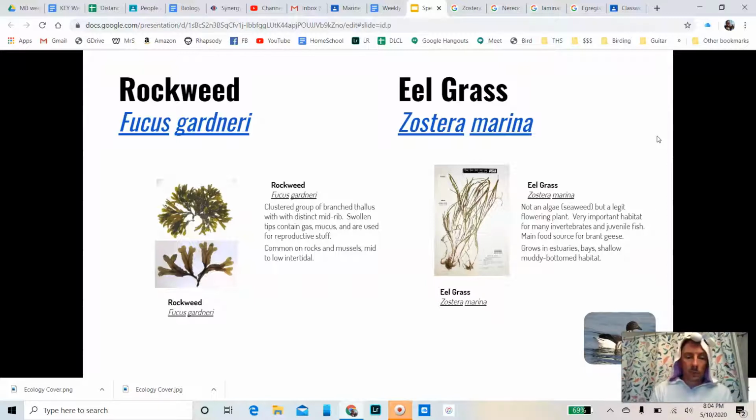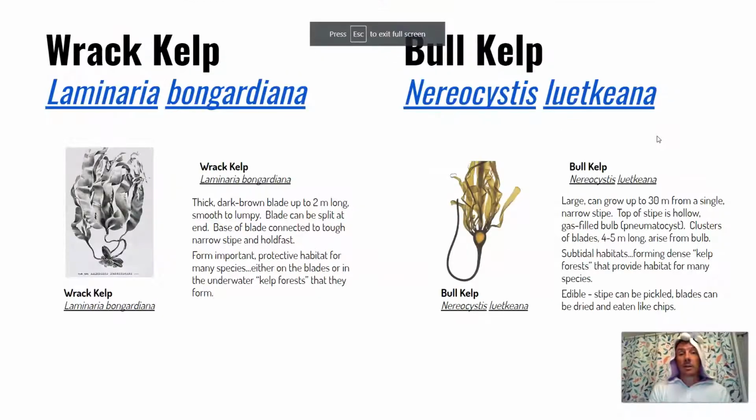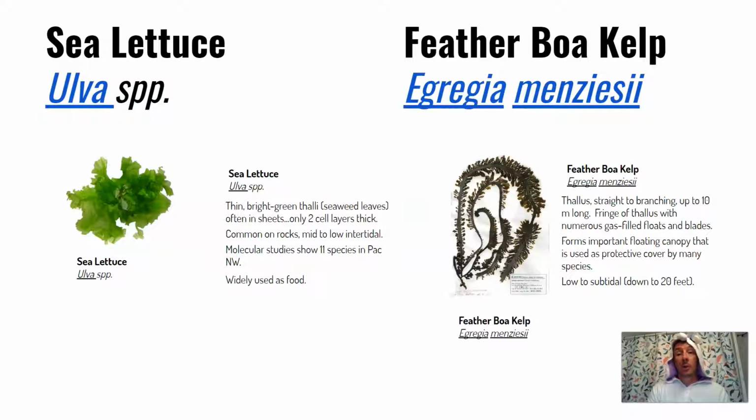Okay, so backing it up, let's go backwards here. Eelgrass, Zostera marina. Rockweed, Fucus gardneri. Bull kelp, Nereocystis luetkeana. Rat kelp, Laminaria bongardiana, feather boa kelp, Egregia menziesii, and sea lettuce, Ulva sp. Those are your six this week.